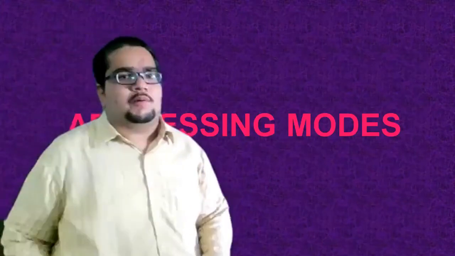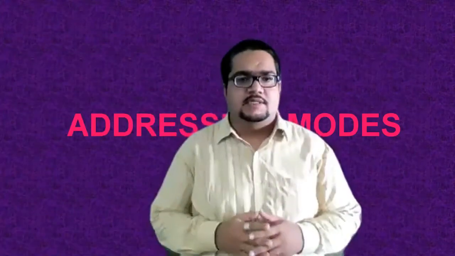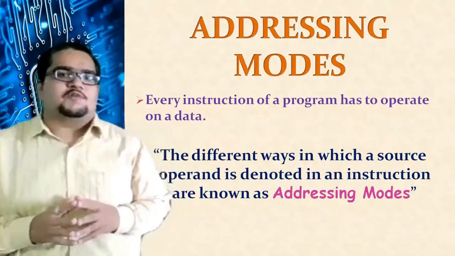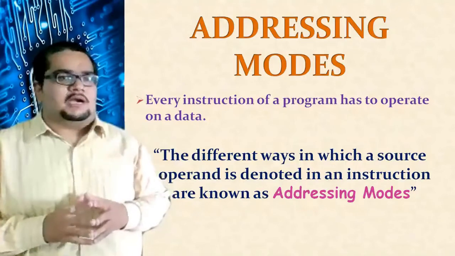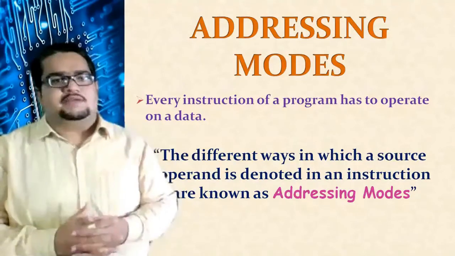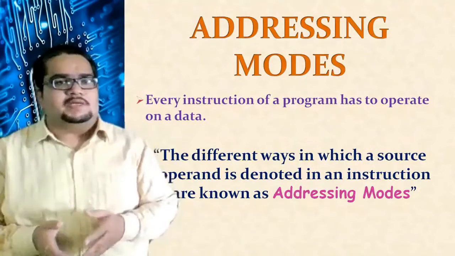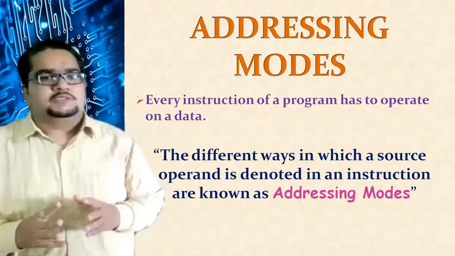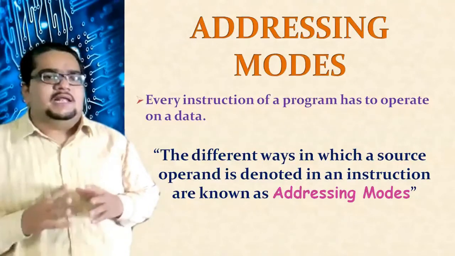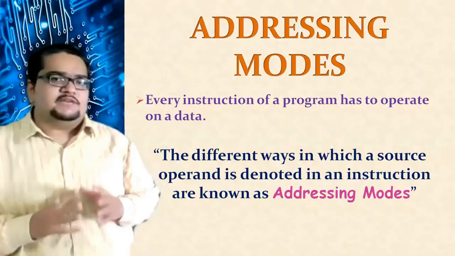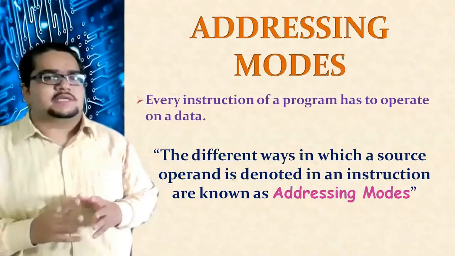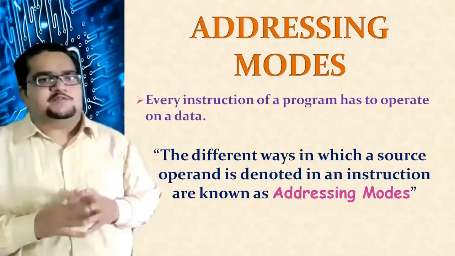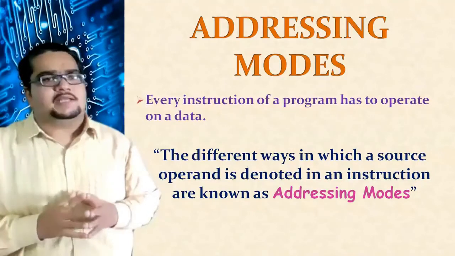So today we will talk about the addressing modes of 8086. Now let us define formally what an addressing mode is. We know that every instruction of a program has to operate on data. Every instruction has an operation followed by the operands, and operands are basically data. So what the addressing mode tells us is the different ways in which a source operand is denoted in an instruction.